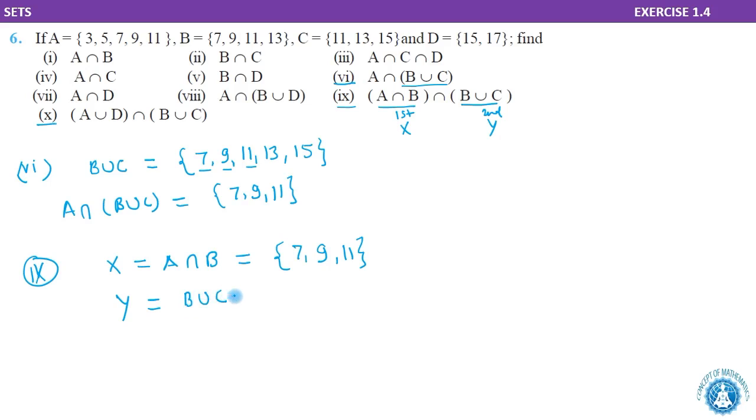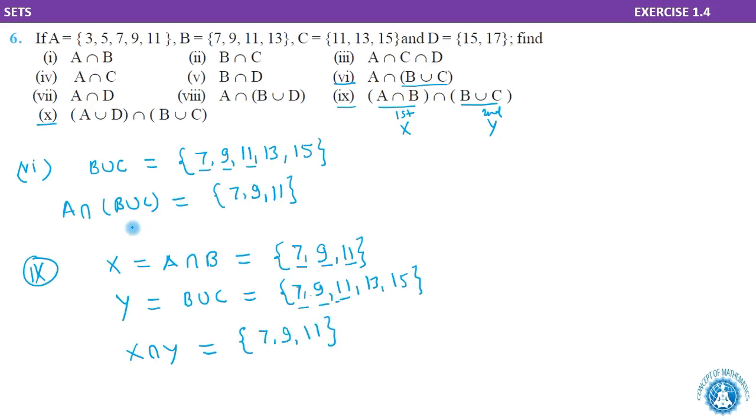So we have found X, and Y we have defined as the union of B and C. Okay, B and C we have already calculated. It is 7, 9, 11, 13 and 15. Now we have to find the intersection of X and Y. Okay, so I think these 3 elements are common. So again we will write 7, 9 and 11, correct?